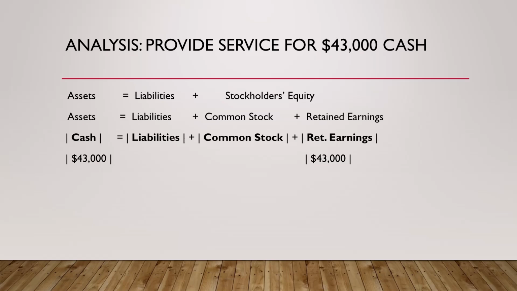Let's use this new expanded equation to analyze a revenue transaction. The company provides a service and receives $43,000 in cash. On the asset side, our cash increases by $43,000. On the equity side, this transaction represents revenue earned, which increases retained earnings. So, retained earnings also increases by $43,000. The equation remains in balance.